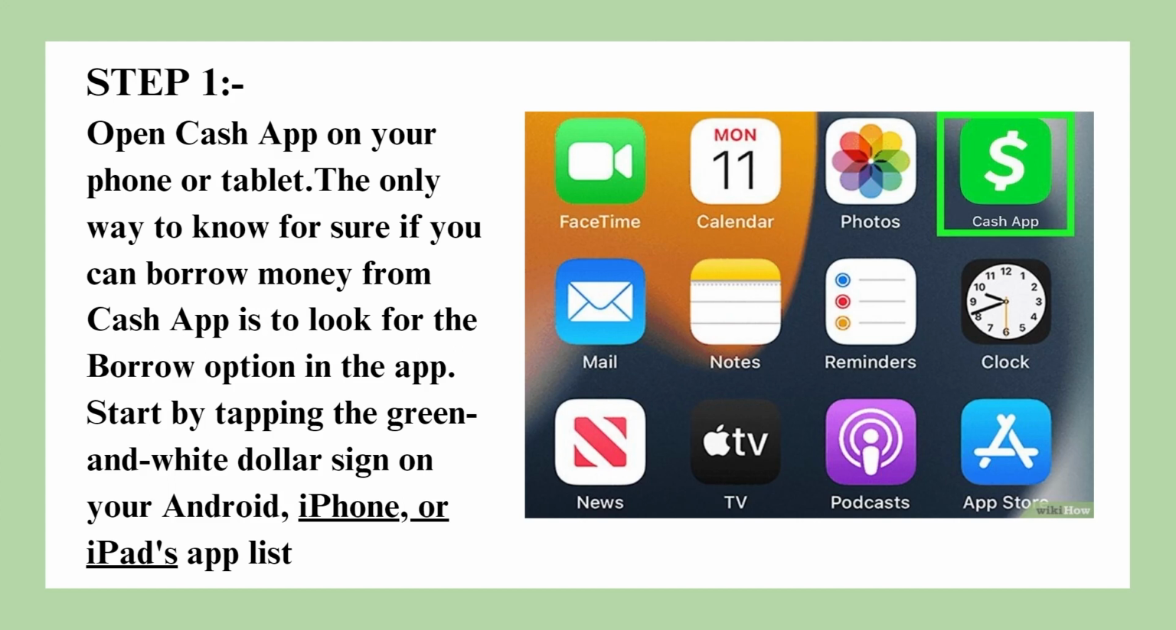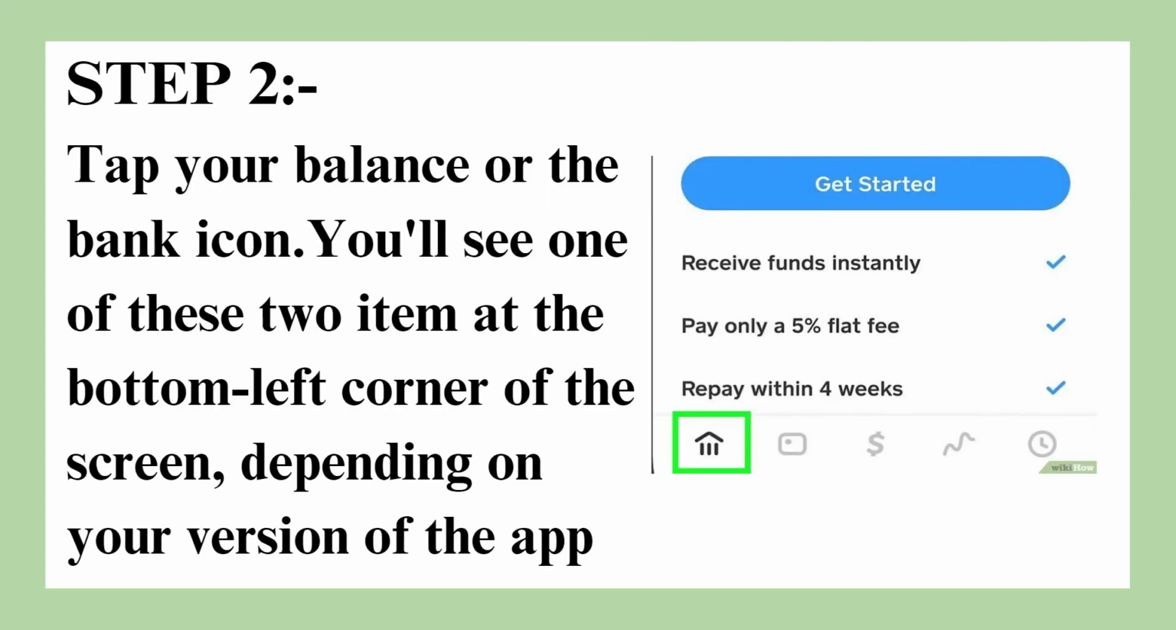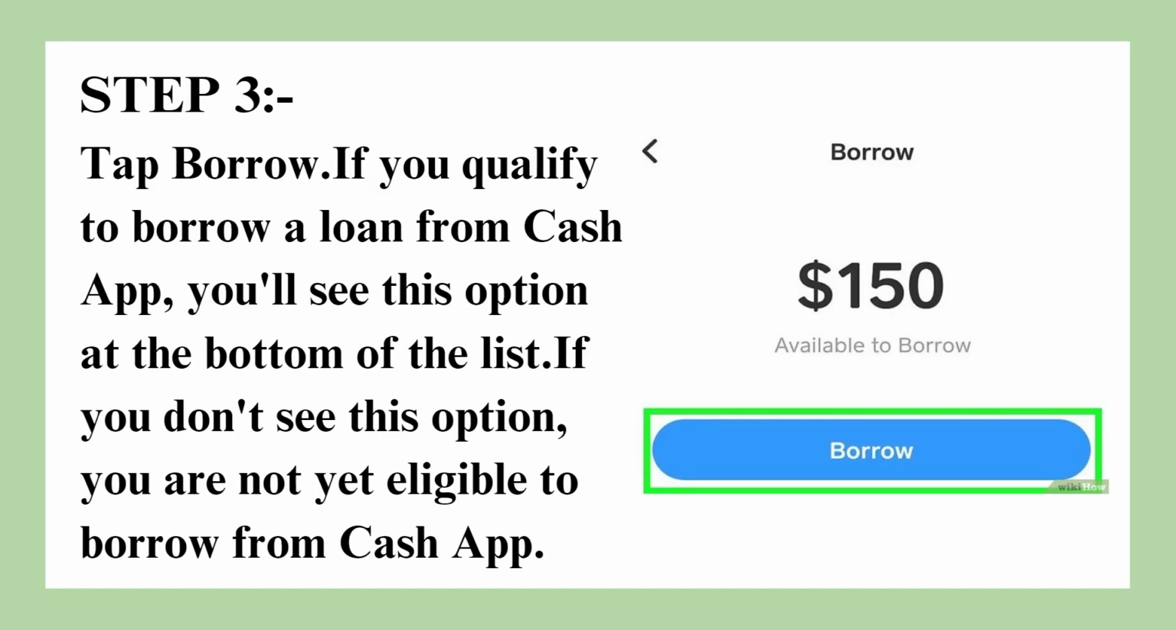Start by tapping the green and white $ sign on your Android, iPhone, or iPad's app list. Tap your balance or the bank icon. You will see one of these two items at the bottom left corner of the screen. Depending on your version of the app, tap Borrow.